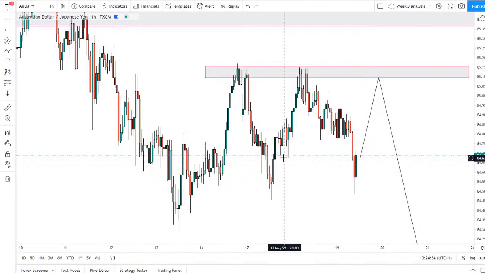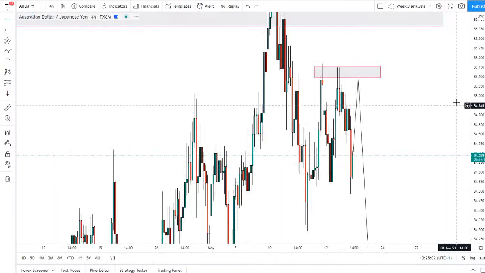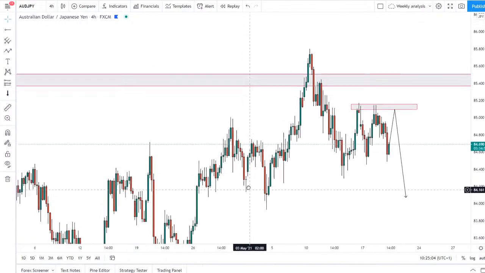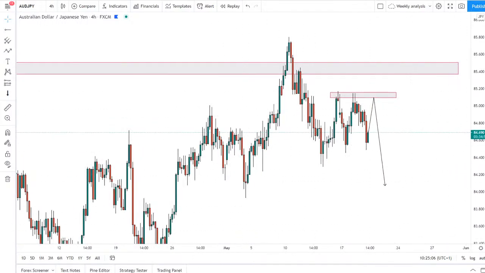So yeah, AUDJPY, if you do see a pullback, one more, so a third lower high there, that could be a nice area to short the market, since it does look like we are tiring to the upside and price might be on its way back down.